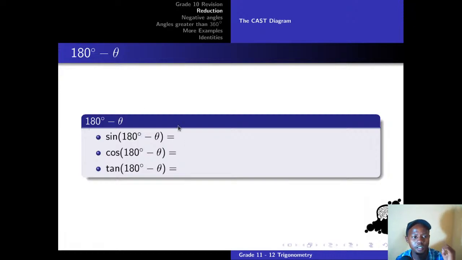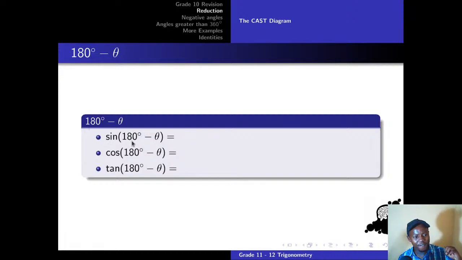But anyways, since we said we are in the second quadrant, that should imply that only sine is positive in the second quadrant. Therefore, a sine of 180 degrees minus theta is going to give us a positive sine of theta.